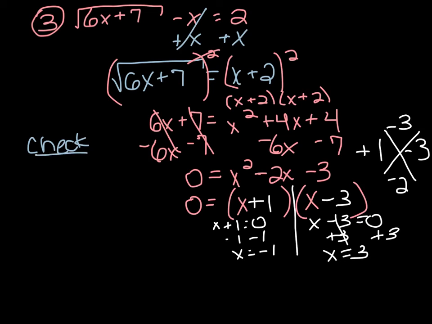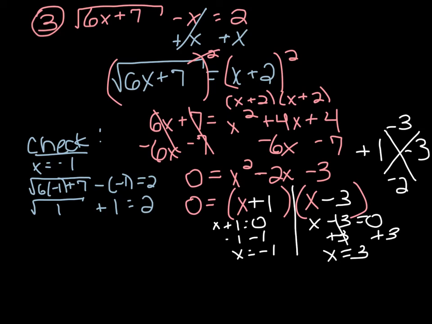So when I check x equals negative 1 in the original equation, that's the square root of 6 times negative 1 plus 7 minus negative 1 equals 2. Well, this is going to give us negative 6 plus 7, which is just 1. Minus negative 1 means plus 1 equals 2. The square root of 1 is 1, and 1 plus 1 does equal 2. So this is a solution.